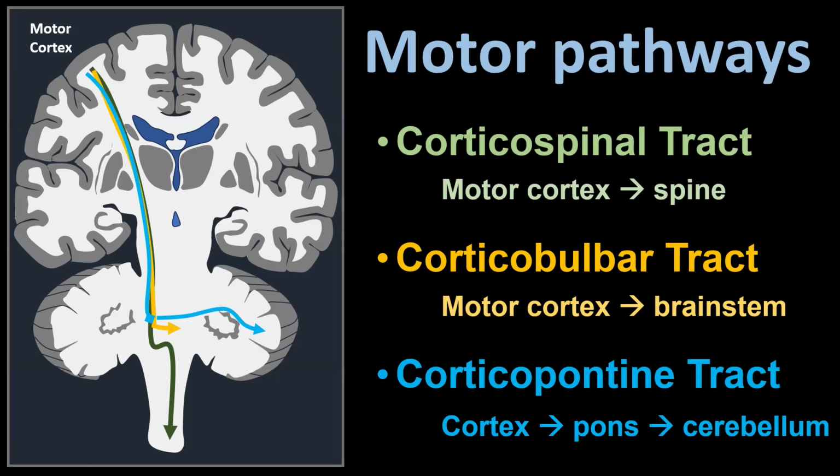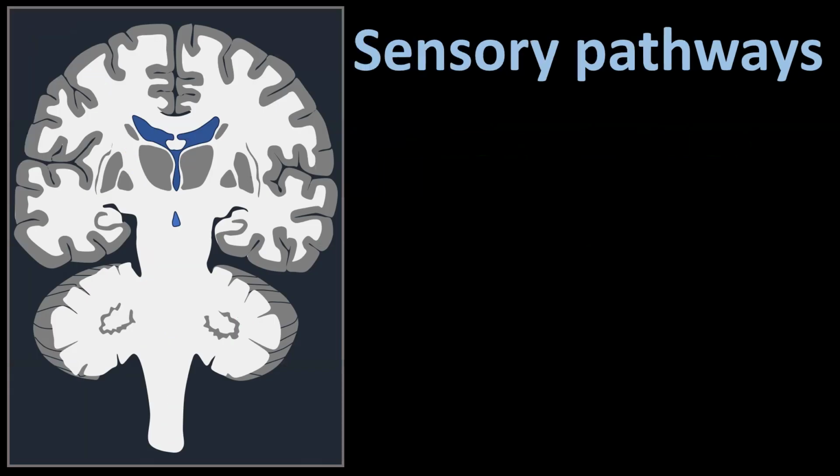I'm going to talk more about that later. Now, just know that it is there. It's one of the motor pathways, and it goes from the cortex to the pons. And in the pons, it synapses in the pontine nuclei, and then this information is transmitted to the contralateral cerebellar hemisphere through the middle cerebellar peduncle. That will come later in more detail.